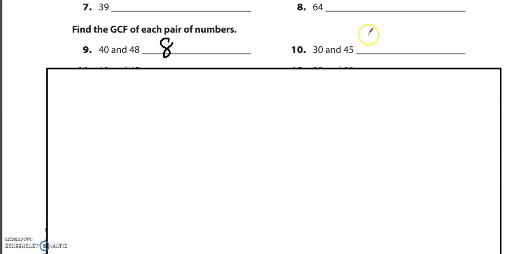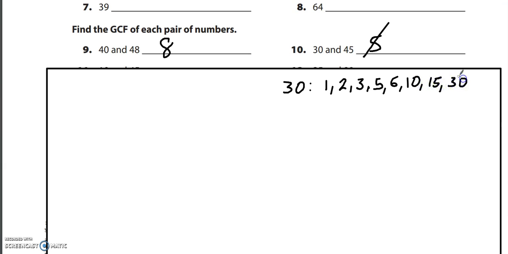For 30 and 45, a lot of kids are going to get 5 for this one, but I'm going to show you why it's not 5. The factors of 30 include 1, 2, 3, 5, 6, 10, 15, and 30. And the factors of 45 include 1, 3, 5, 9, 15, and 45. And so the greatest common factor there is 15.